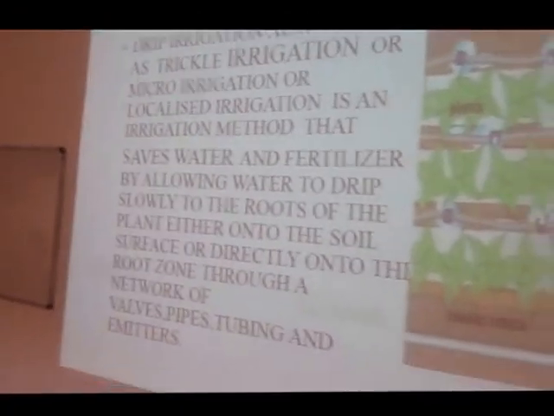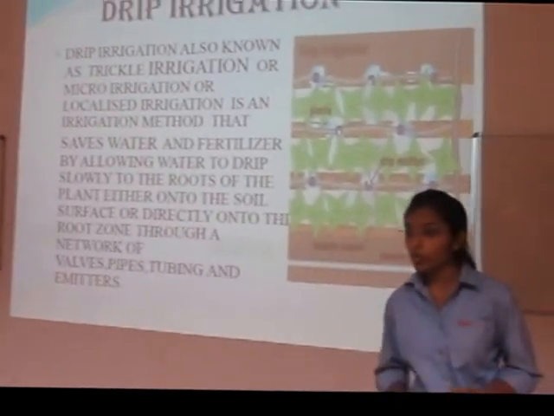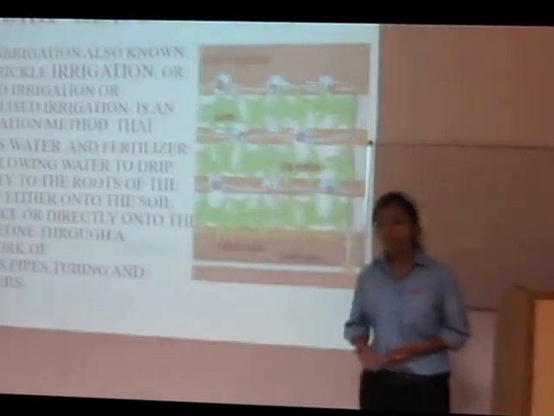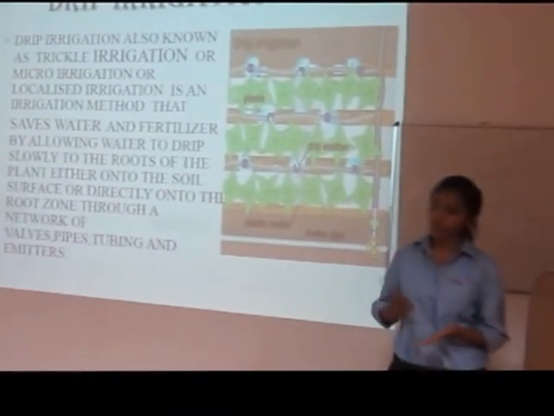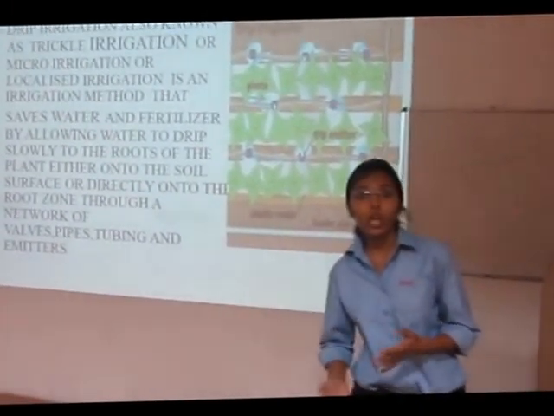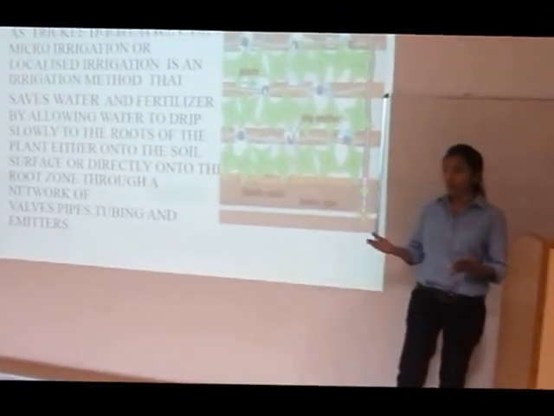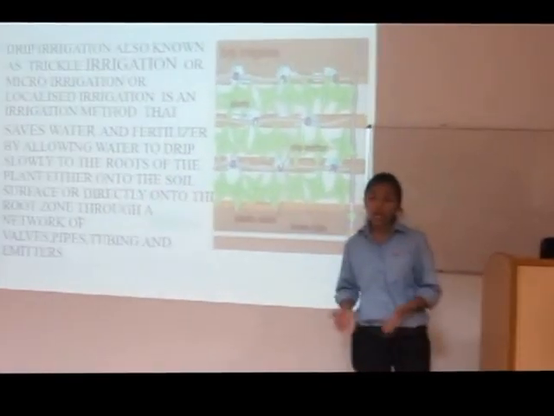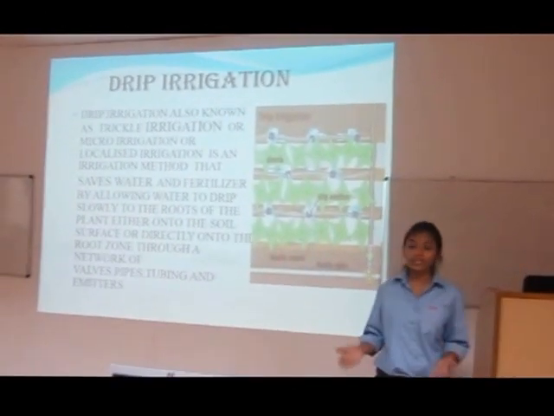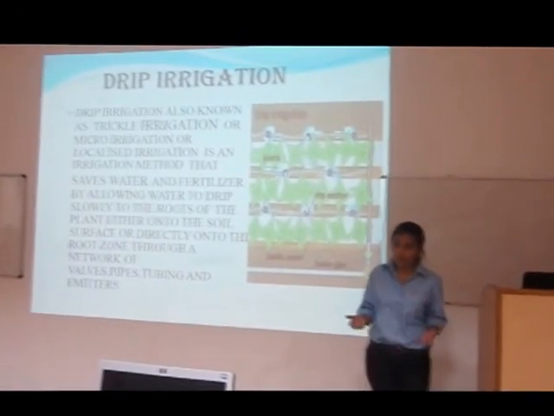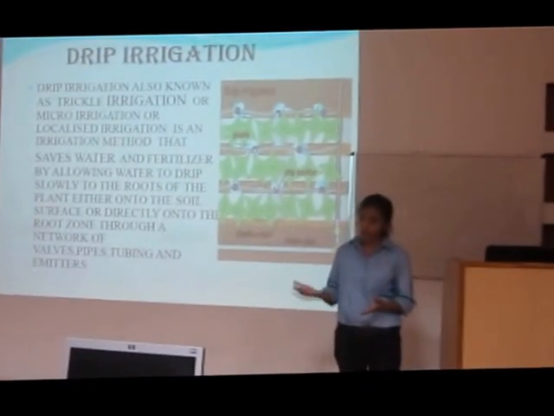Moving on to what is drip irrigation. Drip irrigation is also known as localized, trickle or micro irrigation. It is an irrigation method which saves water and fertilizers. In this irrigation, the main source from where the water is provided is passed on to the tank, and from there it goes to the main lines and the sublines, and the water is passed on to the plants on the surface of the roots and the soil.